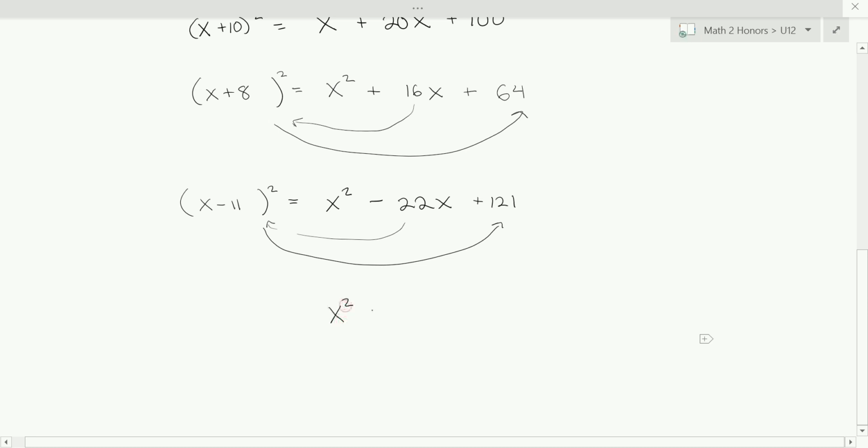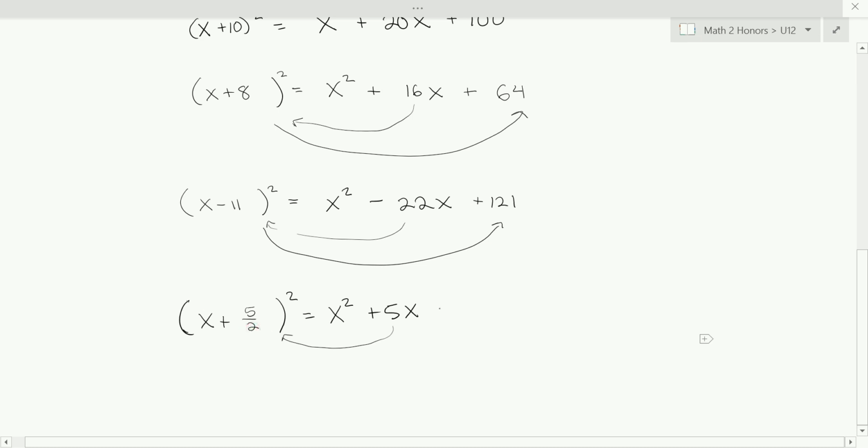What happens if I do this? X squared plus 5x, and it's not an even number now, right? Because we may run into this kind of thing if we have an odd number there. Follow the same pattern. Like we first would think, okay, what would go in here? X plus what? You cut it in half.